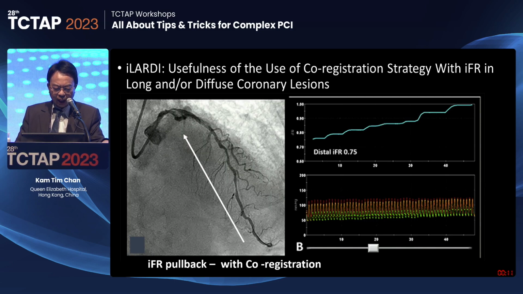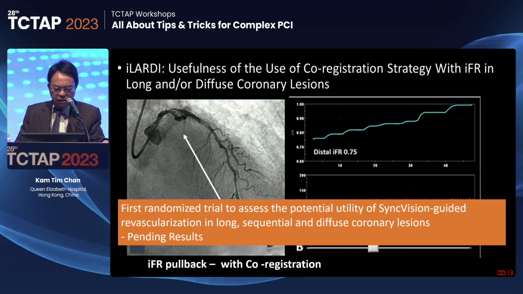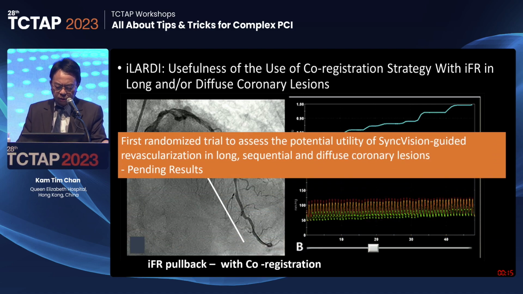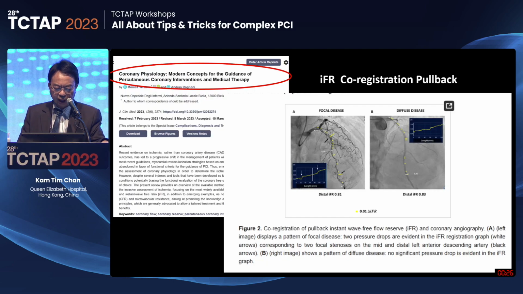This is the iFR-GRADIENT trial, which is actually the first randomized controlled trial to assess the potential utility of this co-registration guided iFR pullback to guide revascularization in long sequential diffuse coronary artery disease. We are pending the result.